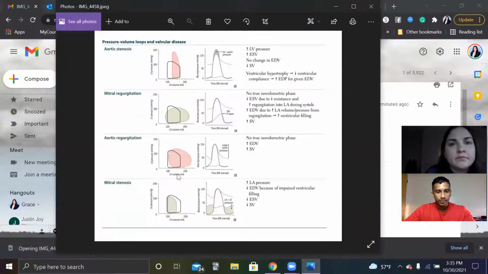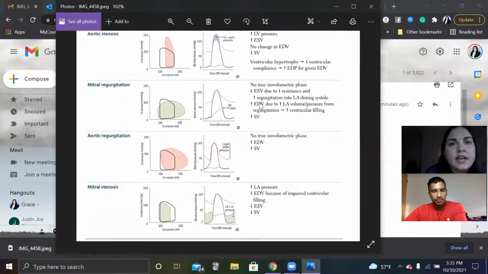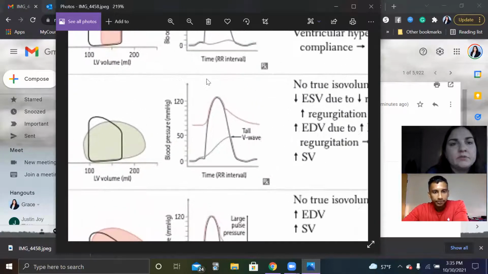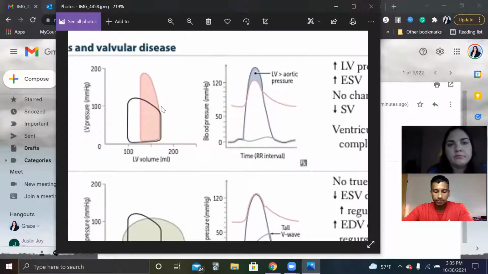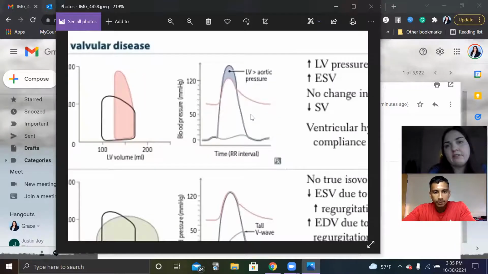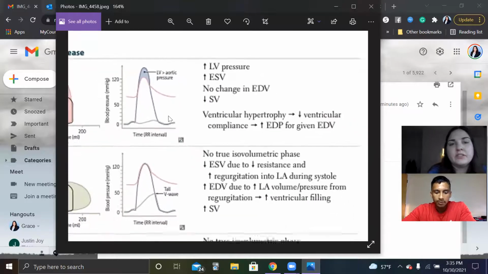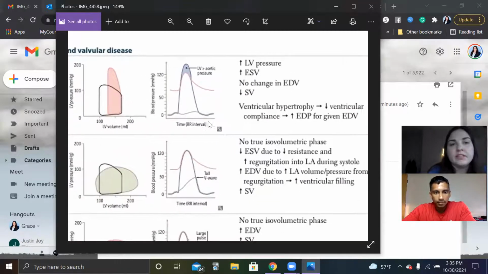Okay. Here we go. So yeah, you can see the similarities in these two, right? They're both taller because they both have increased afterload. So here's some things we see here. We're going to see decreased stroke volume, right? We said it was really skinny. We said we're going to see increased left ventricular pressure, really high pressure. And our end systolic volume is going to be increased. No change in end diastolic volume.